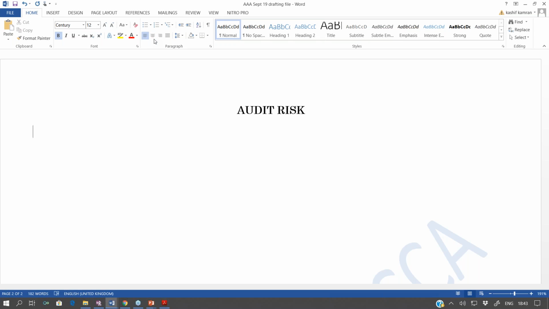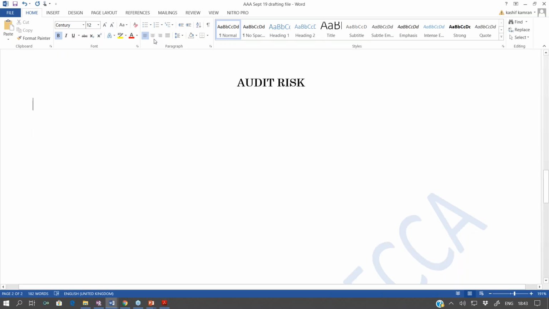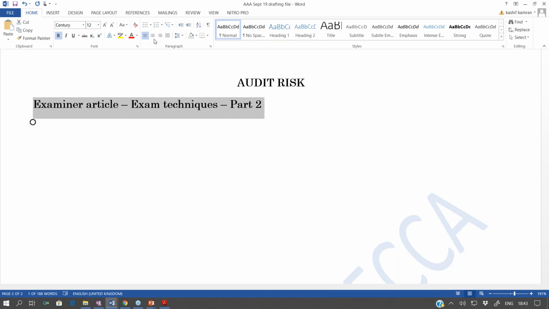Now, when you're attempting a question on audit risk, right, first of all, you should be clear what audit risk is. Let me take you to the examiner article first, which is the examiner article on exam technique, part 2. And let's see what we can get out of this article. Examiner article, exam technique, part 2. Let's go through this article and try to find some good conclusions.